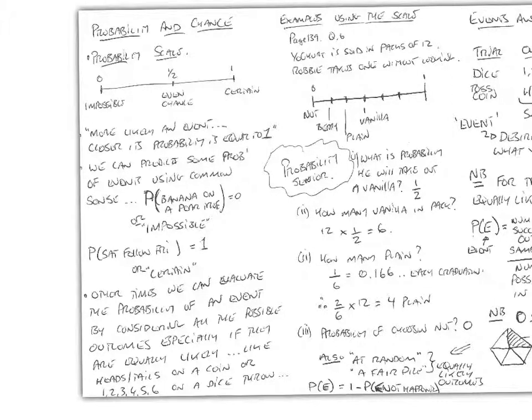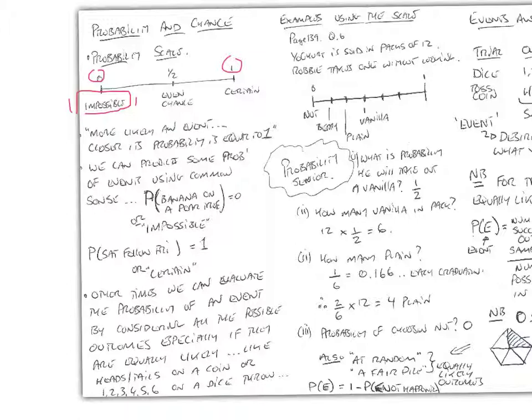So let's start by reminding ourselves about probability and chance, and the probability scale, which goes from 0 to 1. The probability of an event happening goes from 0 to 1, so it's a decimal value. Or we can say that the probability of an event occurring after a trial, like tossing a coin, the event being a head or a tails.